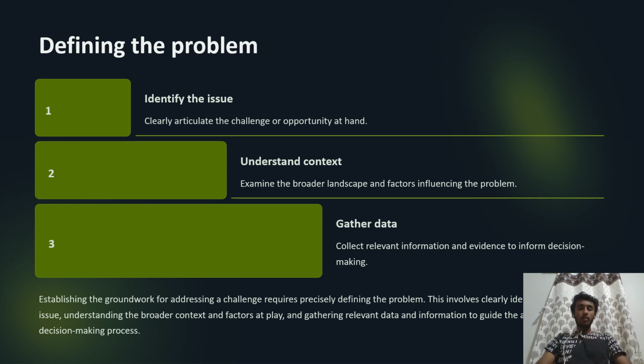Establishing the groundwork for addressing a challenge requires precisely defining the problem. This involves clearly identifying the issue, understanding the broader context and the factors at play, and gathering relevant data and information to guide the decision making process.